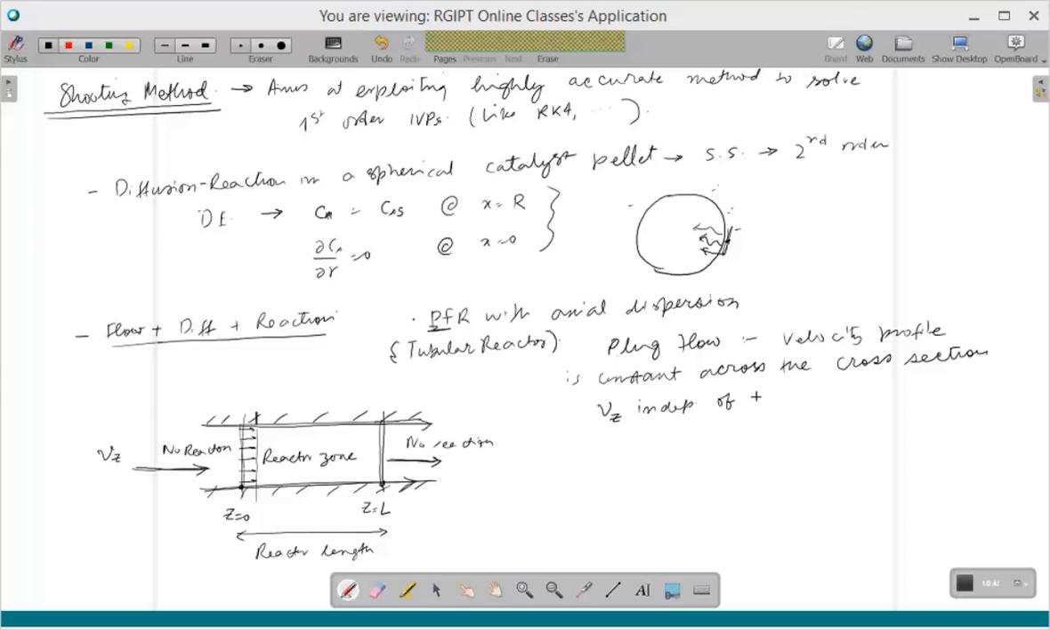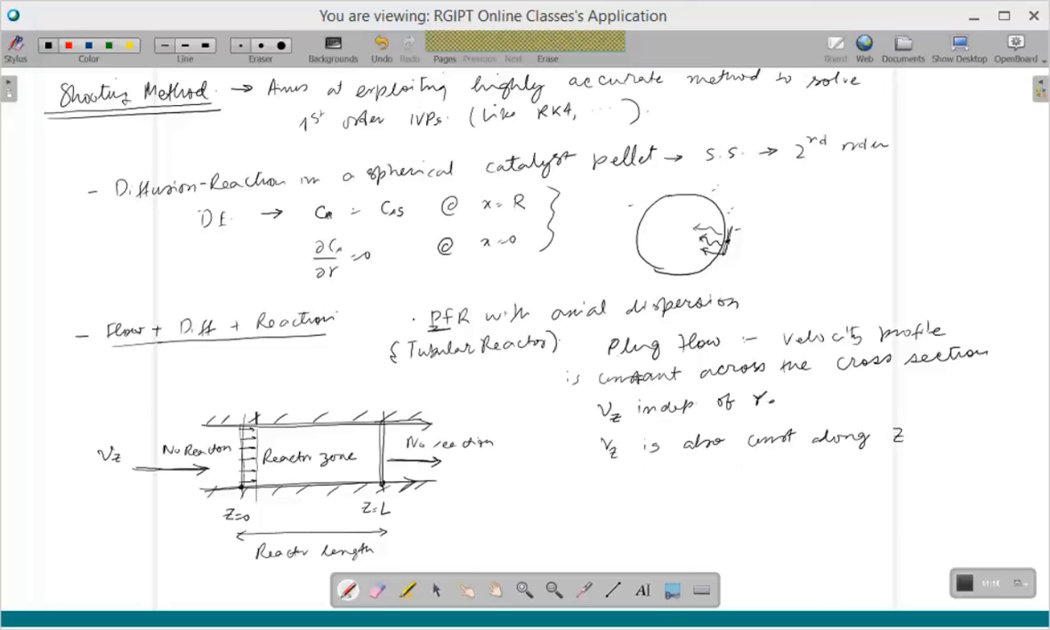let's say it's a circular cross section tube, the pipe kind of thing. So Vz is independent of r, the radius. And also it's constant along the length as well. So Vz is essentially constant, also constant along the length z. That would appear to happen when there is an incompressible flow.